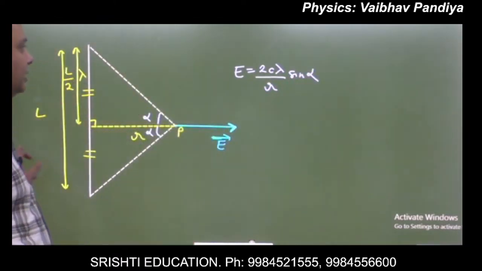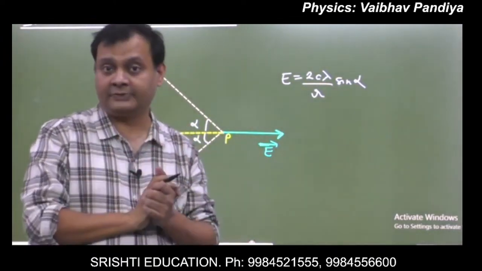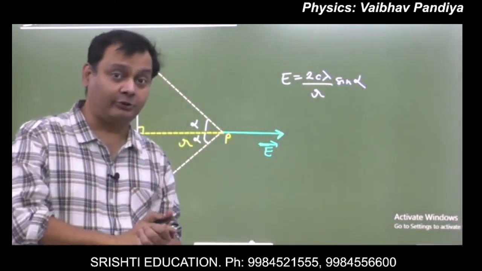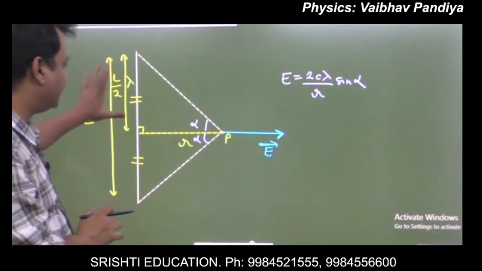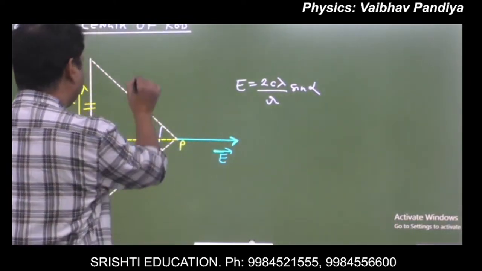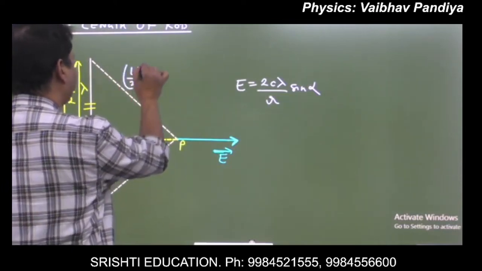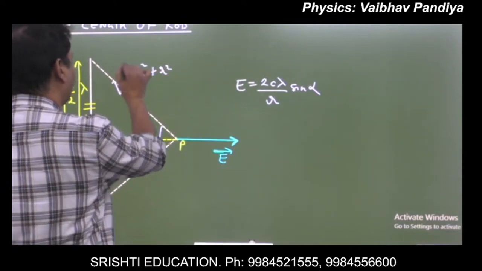2cλ by R sin alpha. Now I cannot leave the answer in terms of alpha, because at the very first place alpha was not given. We have to give the answer in terms of length. So you can get, this is L by 2, this is R. So this hypotenuse will come to be the square root of (L by 2) square plus R square.